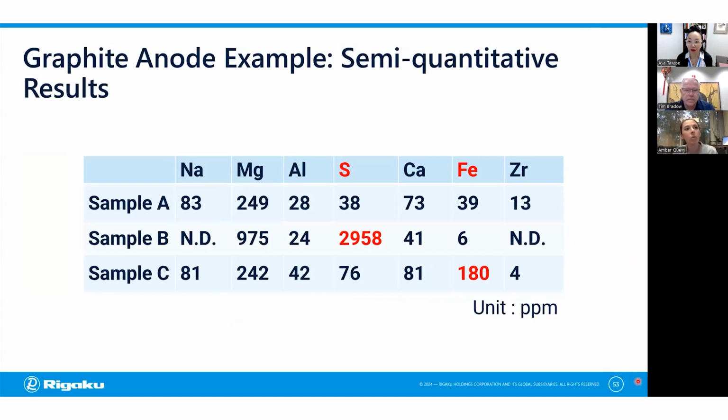So along with the spectra, again, it's semi-quantitative. We get quantitative results. How much iron is there? In this case, it was 180 ppm for sample C, which was our high iron peak. And then almost 3,000 ppm of sulfur in sample B. So again, this was a really easy, quick screening technique for incoming or quality control of products that are in your lab or in your facility. Again, no calibration was needed. This was done in just a few minutes.